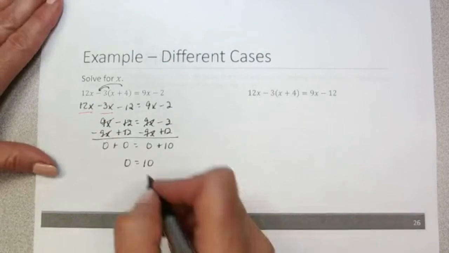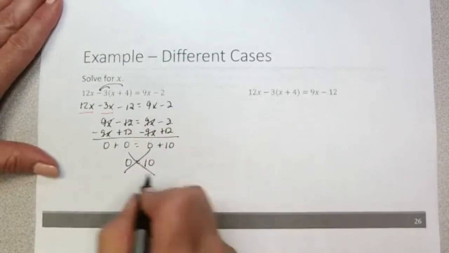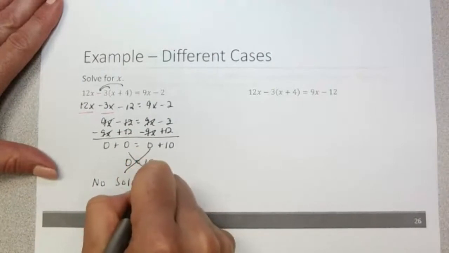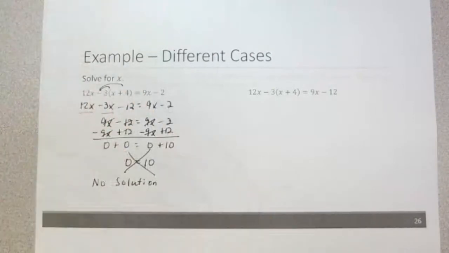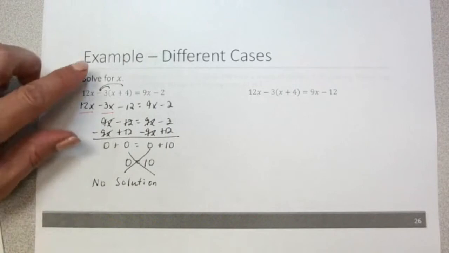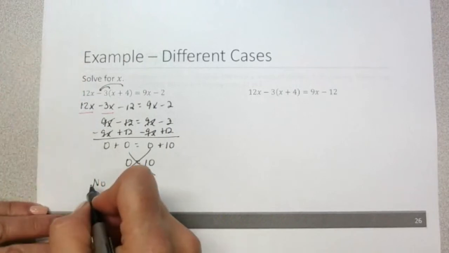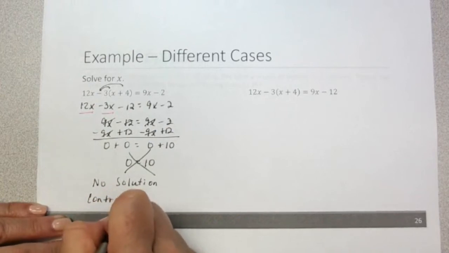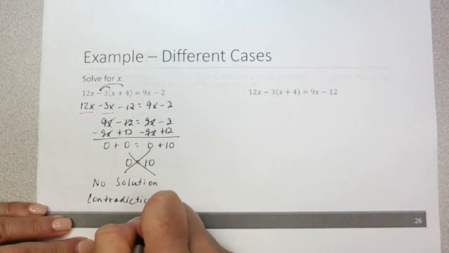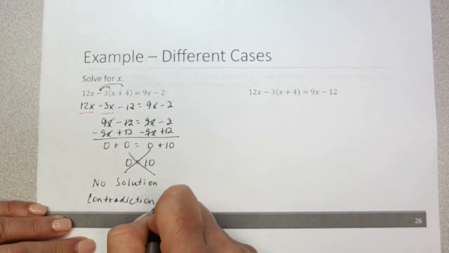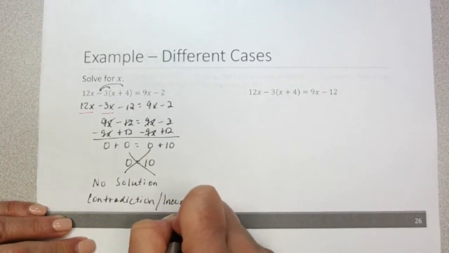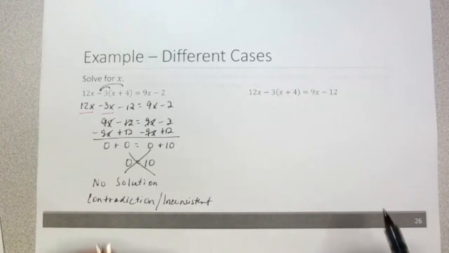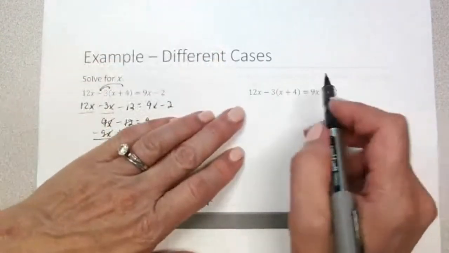That is never true. That is never true. So in this case, we would say there is no solution here. This is not a true equation. This one would be considered an inconsistent equation or a contradiction.